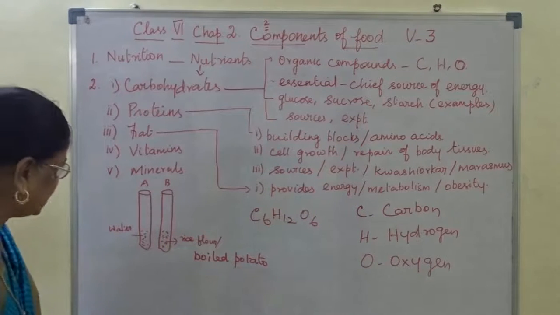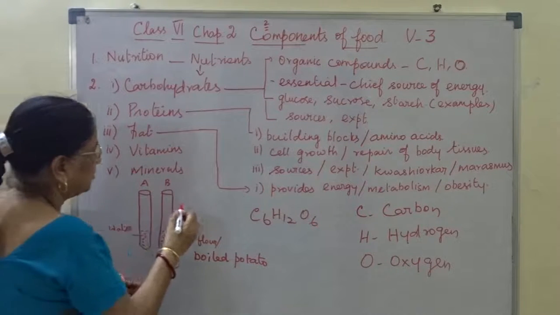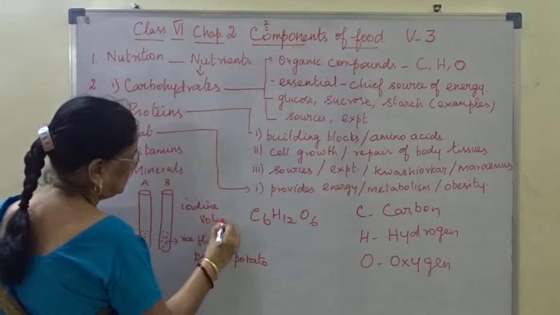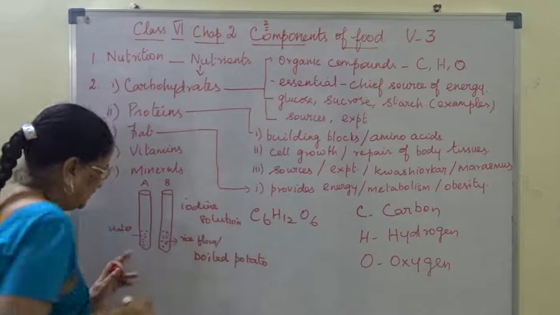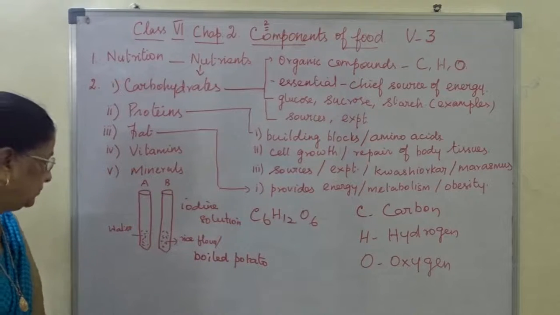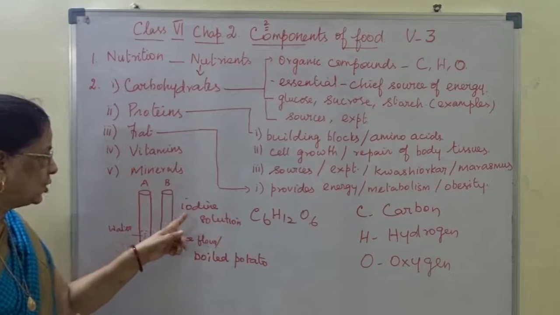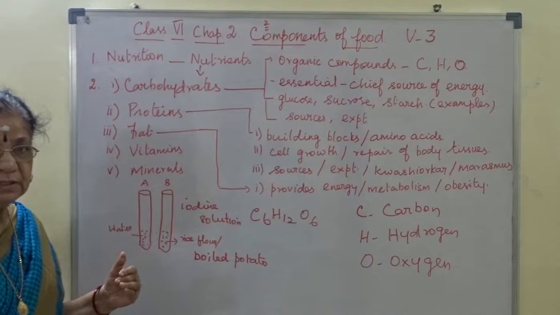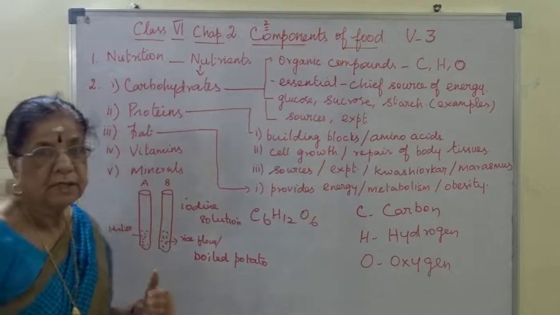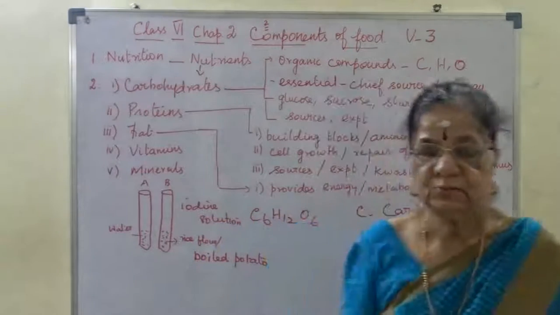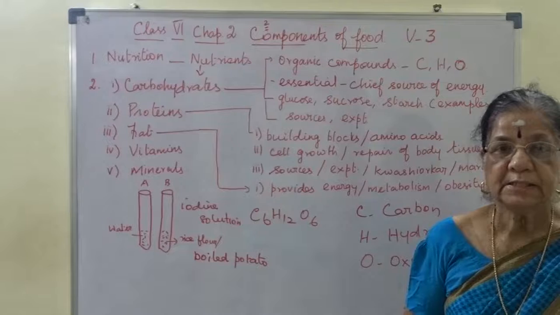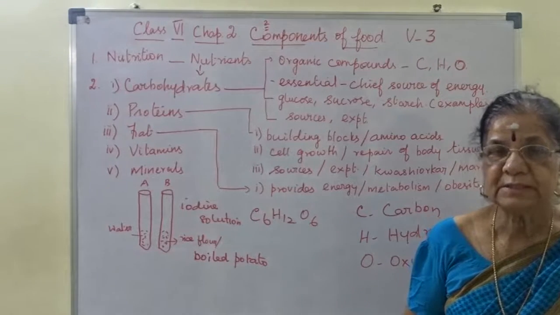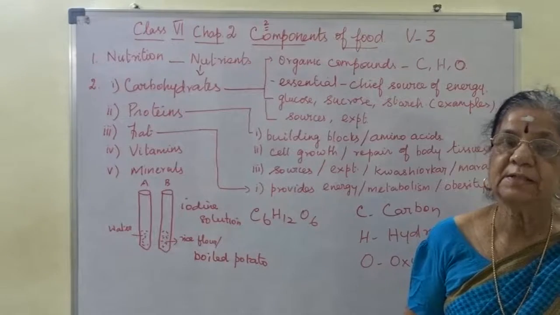சரியா? Now with this you add drops of iodine solution. இதுக்கு ரெண்டுத்துக்கு பேரு food sample. With the food sample you add drops of iodine solution. What will happen? It will turn blue black. If the food sample contains starch, it will turn blue black. That will show the presence of starch in the given food sample.